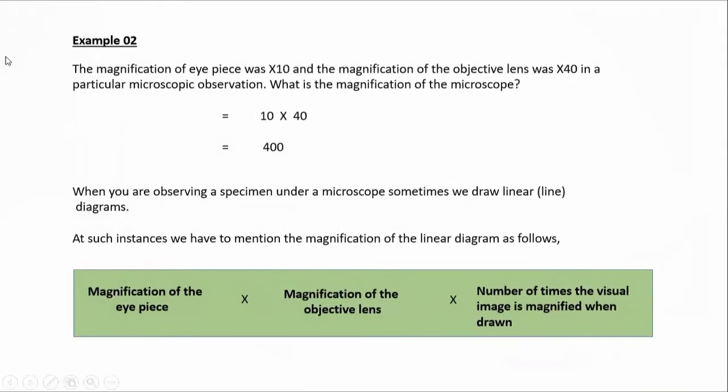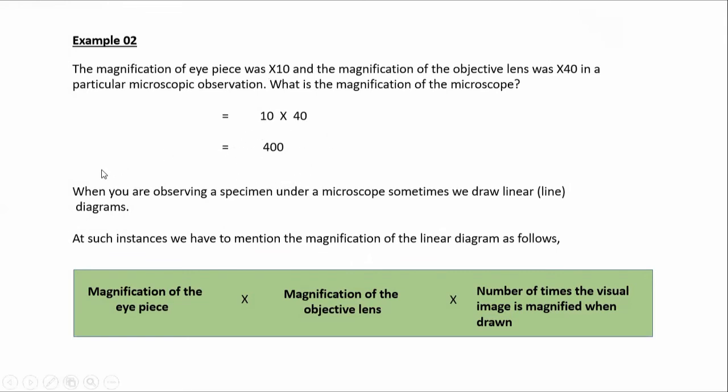Let's look into another example. The magnification of the eyepiece was 10 times and the magnification of the objective lens was 40 times in a particular microscopic observation. What is the magnification of the microscope? You simply multiply the magnification of the eyepiece by the magnification of the objective lens. That is 10 multiplied by 40, and you get the answer as 400.